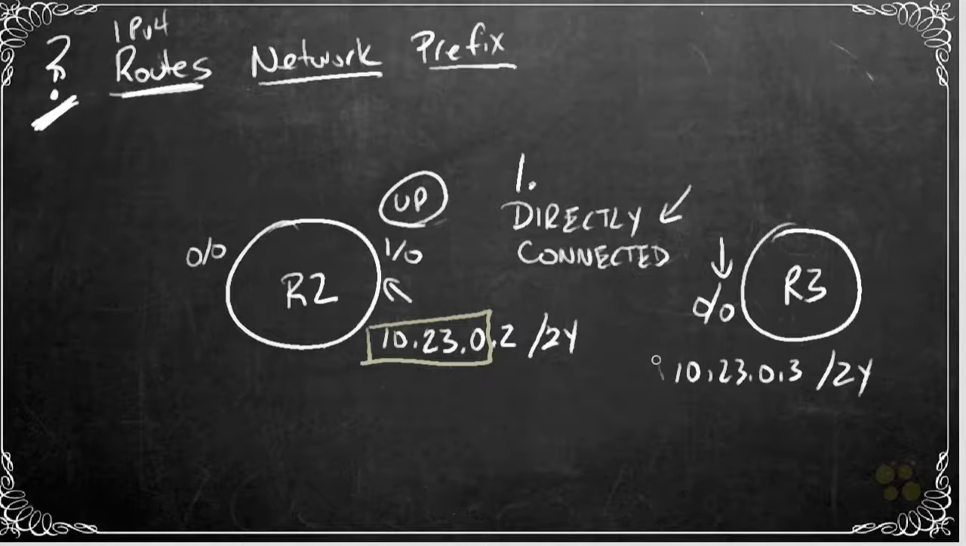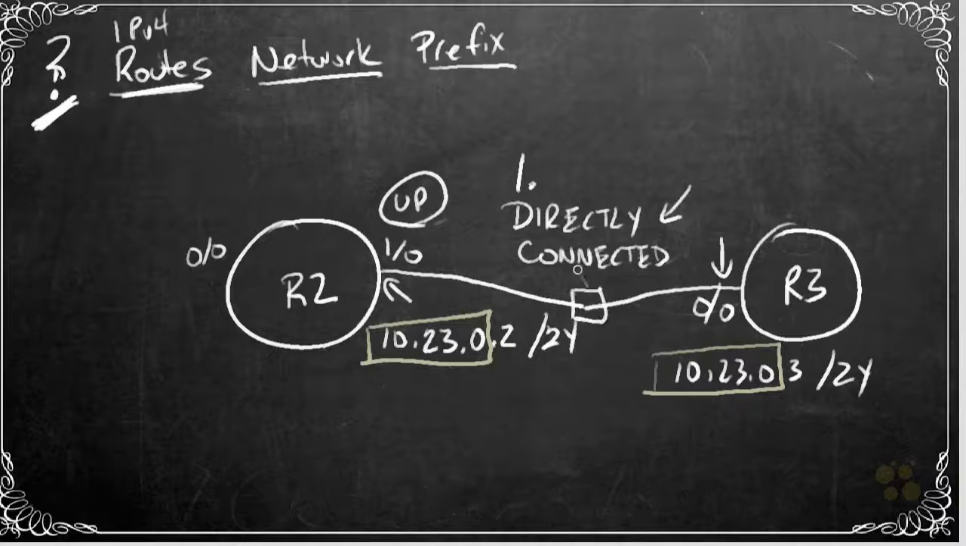So this router, router 3, believes that it's also connected to the 10.23 network, just like R2. So those could both be connected to the same switch and the same VLAN, and they would have direct connectivity with each other over that same network.